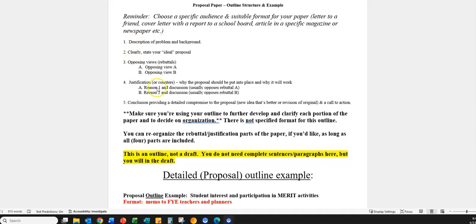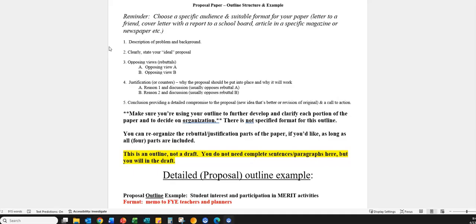So same basic concept as what we did in the idea sheet, and you can use your idea sheet to help you develop this. You can kind of put the same information, you can clean it up a little bit. Now remember, this is an outline, not a draft. It does not have to be complete sentences. It doesn't have to have transitions.